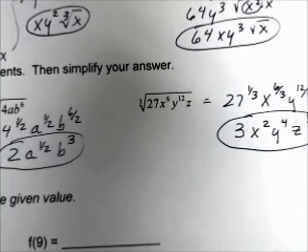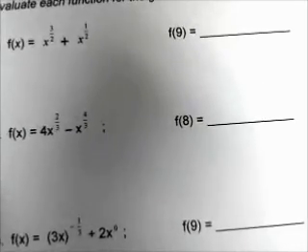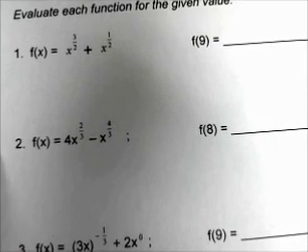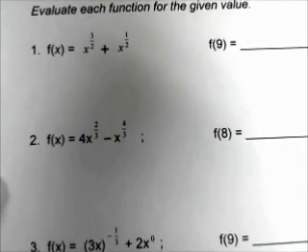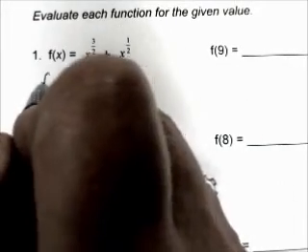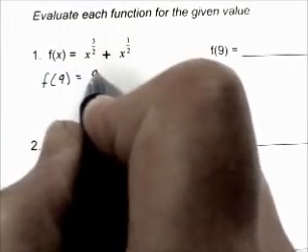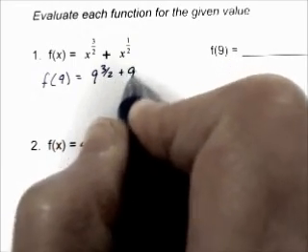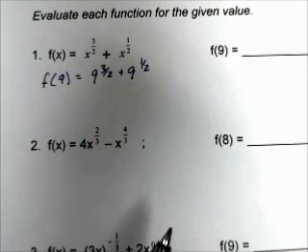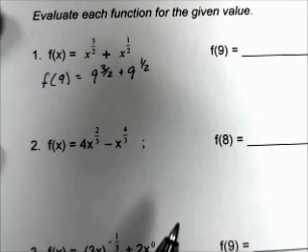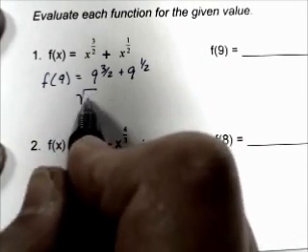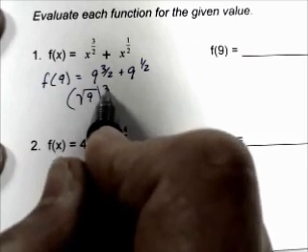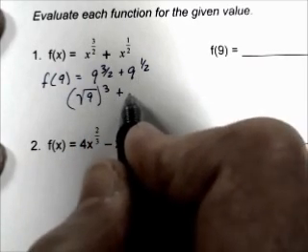And lastly, we want to evaluate the 4 problems here. We want to evaluate f of 9 for number 1. So we'll replace our x's with 9's. Nine to the 3/2, right? This is the root, so that is the square root of 9 raised to the 3rd, and then the square root of 9.